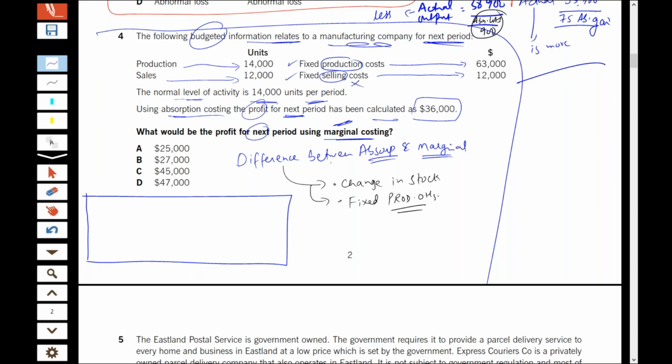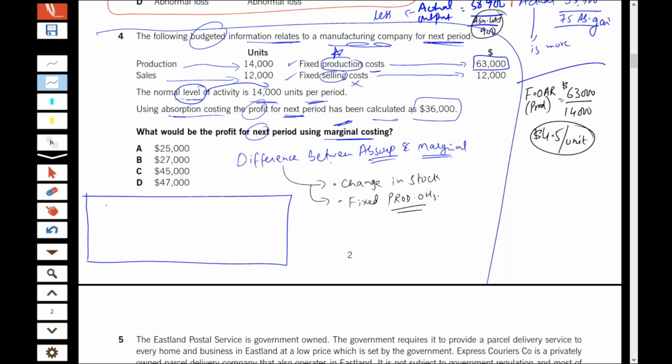Forget the selling cost. We are concerned with the production cost. The production cost is 63,000 and it is based on normal activity of 14,000. So we can say the fixed overhead absorption rate, which should be related to production, is 63,000 divided by 14,000. 63 divided by 14 will give you $4.5 per unit.